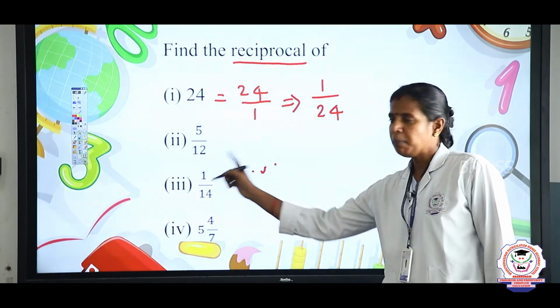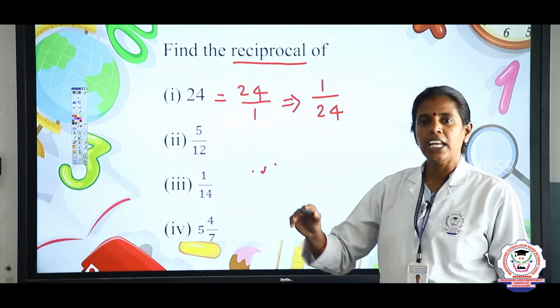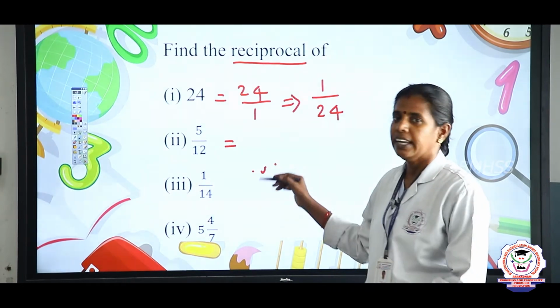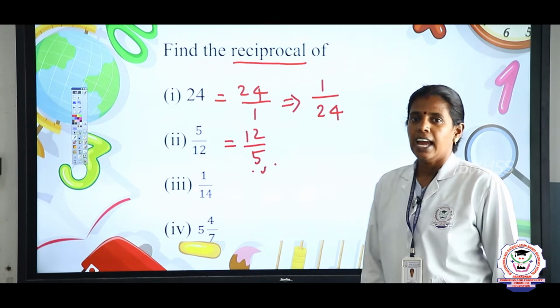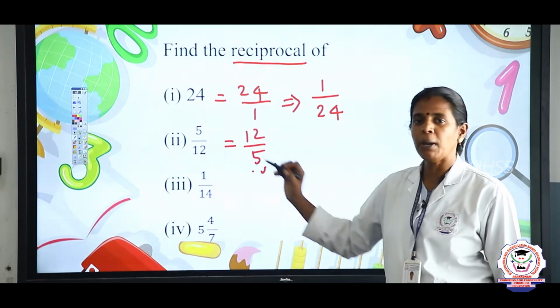Tell me what is 5 by 12? Yes, Deepika, 5 by 12. The multiplicative inverse of 5 by 12 is, how to write this? Yes, very good, 12 by 5. And here the next question, yes Darshini, you can say what is the answer for 1 by 14?